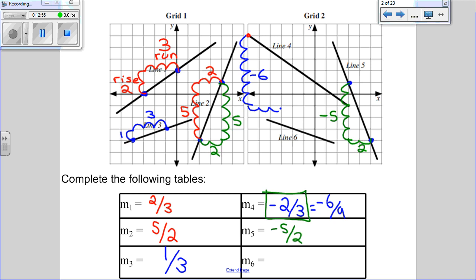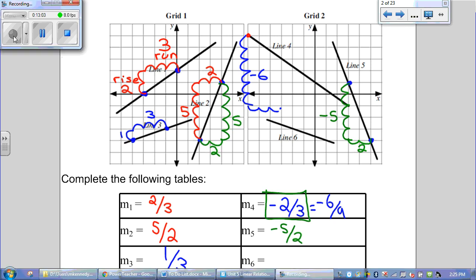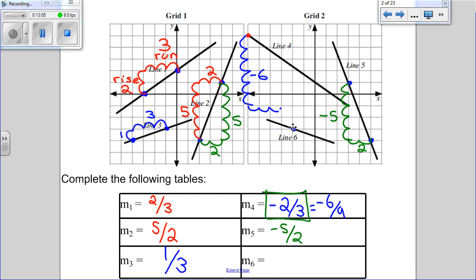I want you to try number 6 on your own. I'll give number 6 a try. 6, if I look at it, I find 2 points on it. One right here, one right here. I go from left to right. Start on this side, go to the right, and go down 1 to the right. That means my rise is negative 1, my run is 3. How many people got that?